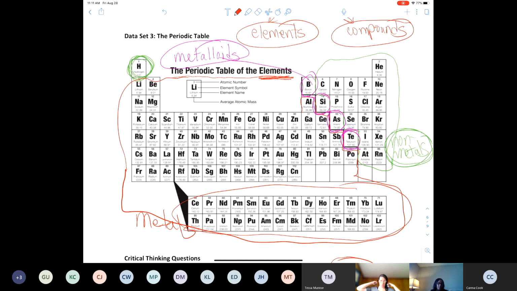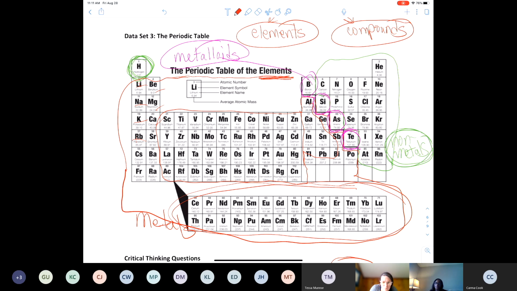This first column of metals here, lithium, sodium, potassium, rubidium, so on and so forth, those are your alkali metals in the first column, excluding hydrogen. And then the second column, beryllium, magnesium, calcium, so on and so forth, those are your alkaline earth metals. Then here, right in the middle, these are your transition metals. And then, of course, here on the bottom are your actinides and lanthanide metals.